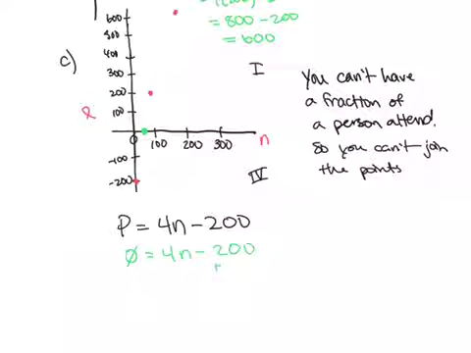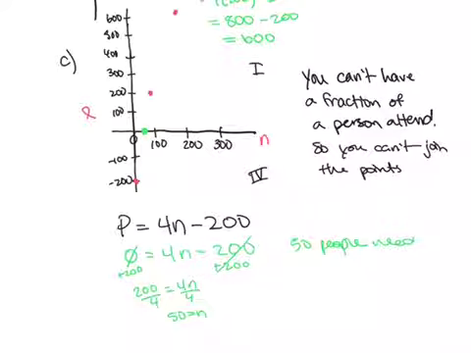So we want to move the 200 over, and this should be ringing some bells from last unit. So we have 200 equals 4n, and then we divide both sides by 4. And yes, in fact, 200 divided by 4 is 50, so 50 equals n. So 50 people need to show up to break even. And there you have it.